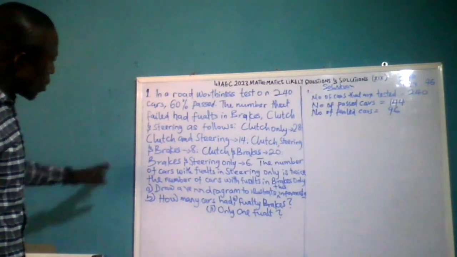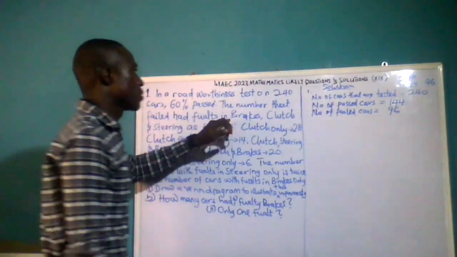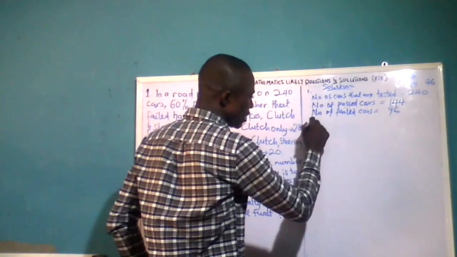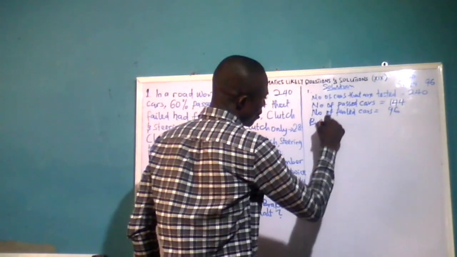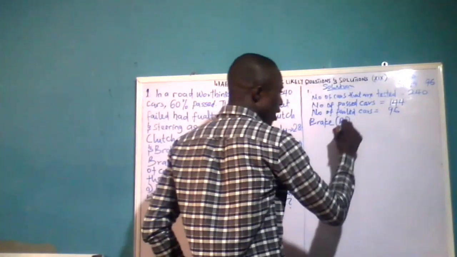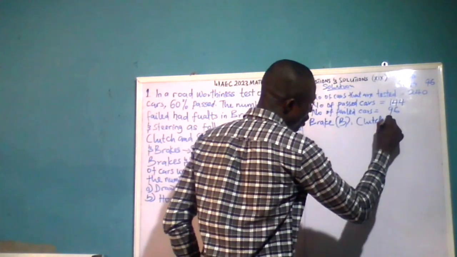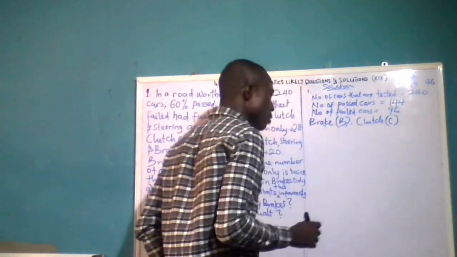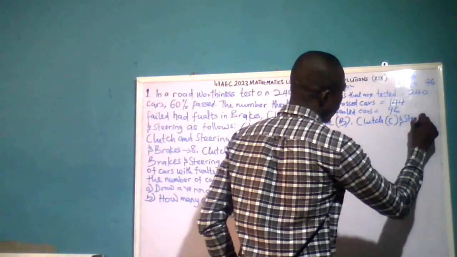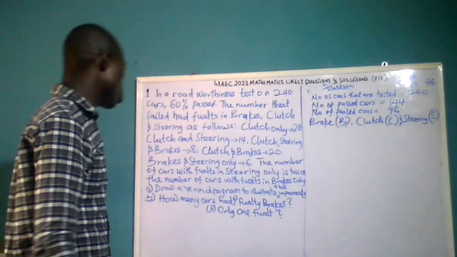Furthermore, we are given that the number that failed had faults in brakes. These are the faults: brake, clutch, and steering. So let's state it down. Brake, which I will be denoting as B in my solution. And also you have clutch, which I will be denoting as capital letter C in my solution. Then steering, which I will be denoting as capital letter S in my solution.